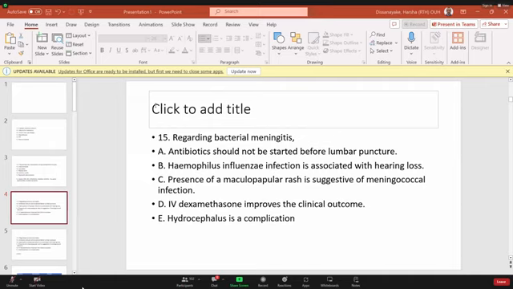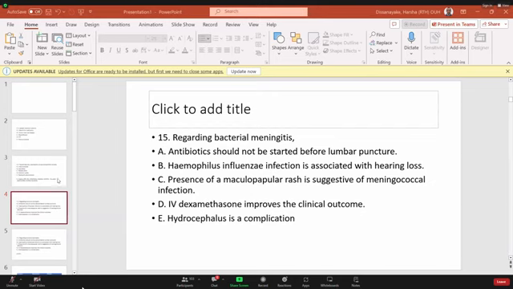Yes, so meningococcal meningitis, it is a purpuric rash. You are correct. So this has to be marked false. See, presence of maculopapular rash is suggestive of meningococcal infection is false. I'm sorry if I said true. It's a purpuric rash. Dexamethasone improves clinical outcome, true, and it is a sensorineural deafness that it prevents, or at least reduces. Hydrocephalus is a complication, yes, that is true.